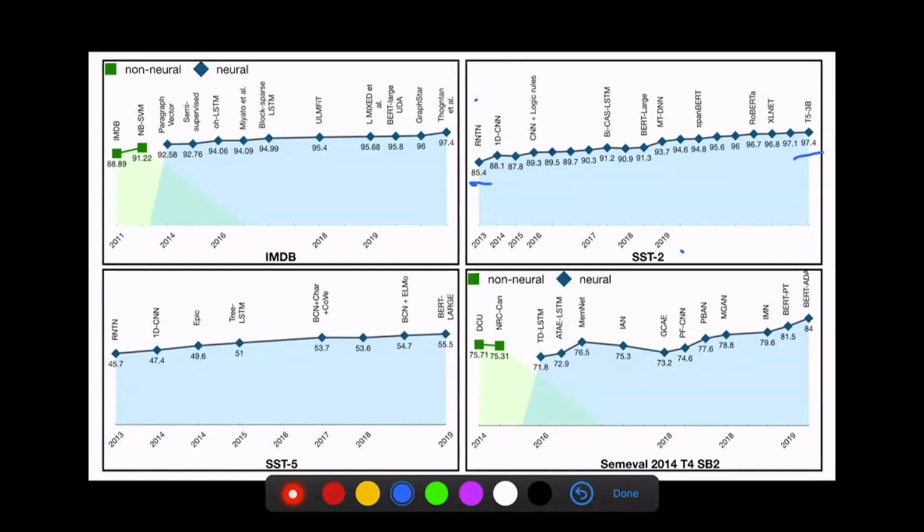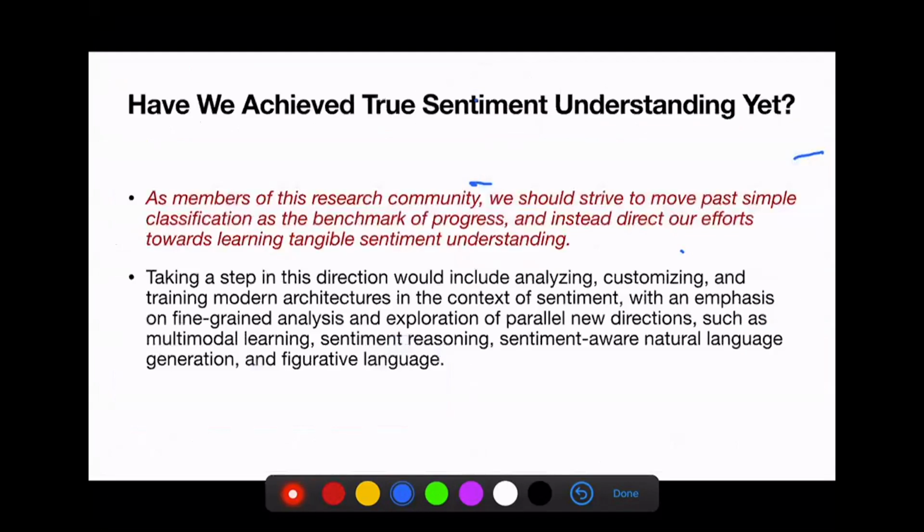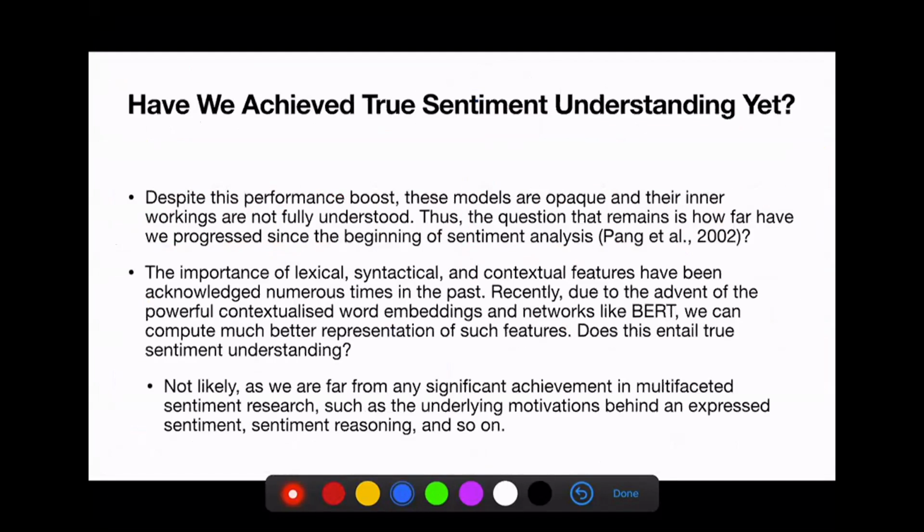So okay, fine, we have a big jump in accuracy and performance, but do you have a clear, true understanding of sentiment? The lexical, syntactical, and contextual features that we say are important for sentiment analysis, we knew them before. In Pang's 2002 paper, if you read it, you will find that these features are important. Today we have BART, and of course we can get better results because it is rich in its architecture, it is novel, it gives you better features for sentiment analysis. But we are really still far from achieving true sentiment understanding.